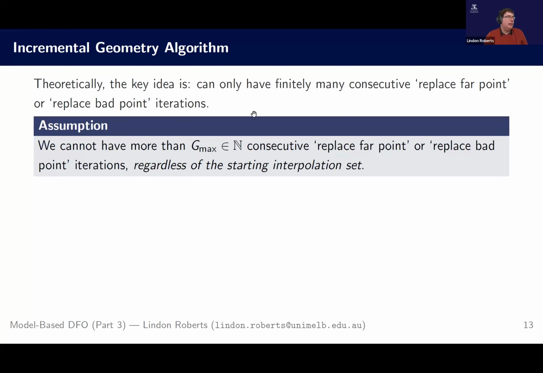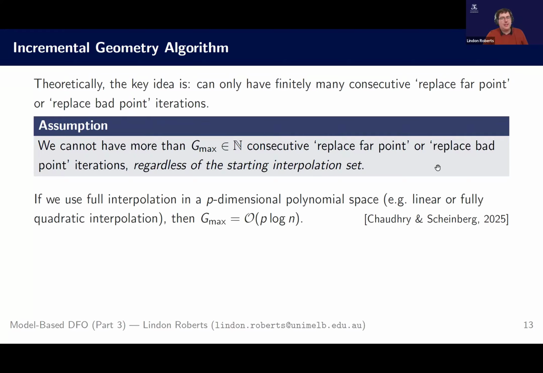More specifically, let's just suppose that there's a universal upper bound on how many of these iterations we can possibly have, regardless of where we start. So let's just assume there's a universal upper bound. This is in fact true. There's quite a recent result to this effect that says if we run this on a p-dimensional polynomial space, such as linear or fully quadratic interpolation, then we can calculate G max is of order p log n. So p is the dimension of the polynomial space, the number of interpolation points, and n is the dimension of the problem.